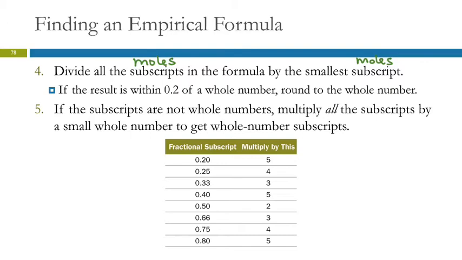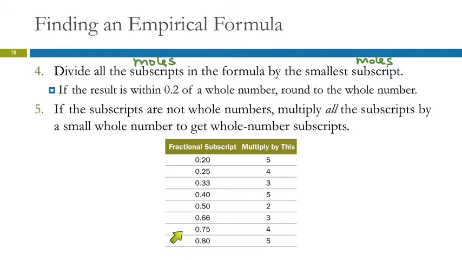A lot of times you get a nice whole number or really close to a whole number. Sometimes it comes out a little funky. So this is my guideline. If the result is within 0.2 of a whole number, you have my permission to round it to the nearest whole number. If it's not within 0.2, if it is 0.20 different or higher, then you're going to have to multiply to get a whole number. So if you multiply 0.2 by 5, you're going to get a whole number. If you multiply 0.75 by 4, you're going to get a whole number.